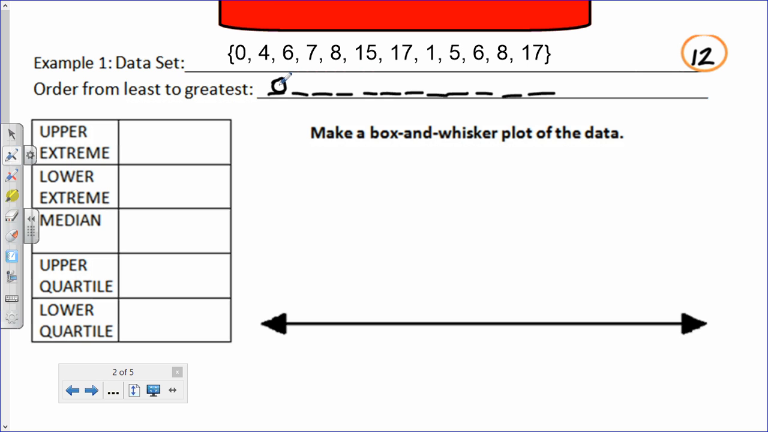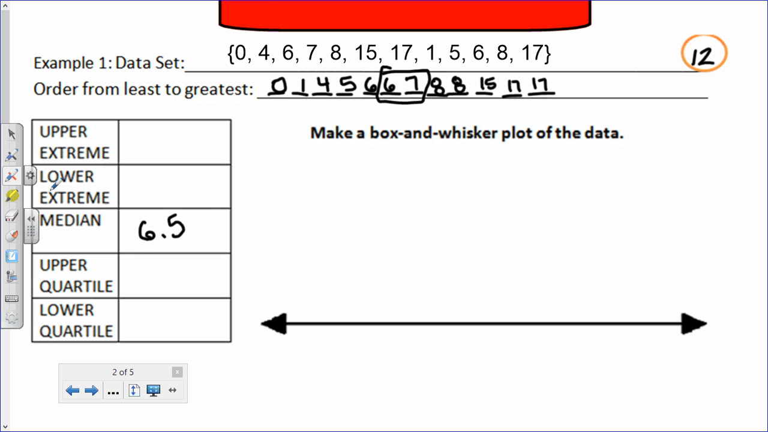We have 0, 1, 4, 5, 2 6s, 1 7, 2 8s, 15, and then 2 17s. I have 12 numbers, so that means I'm going to have 2 numbers smack in the middle. So I'm going to have 1, 2, 3, 4, 5, 6, 7. So this tells me I'm going to have these 2 numbers. I have 1, 2, 3, 4, 5 on my right, 1, 2, 3, 4, 5 on my left. So the 6 and 7 are smack in the middle. So I know my median value is going to be 6.5.